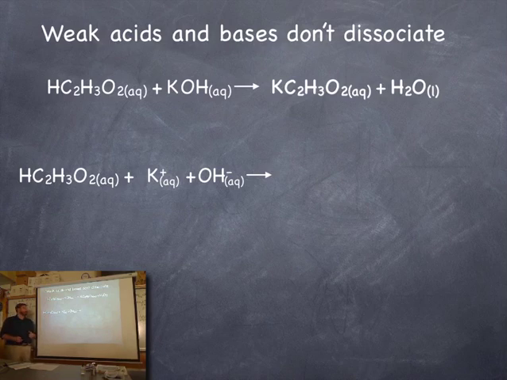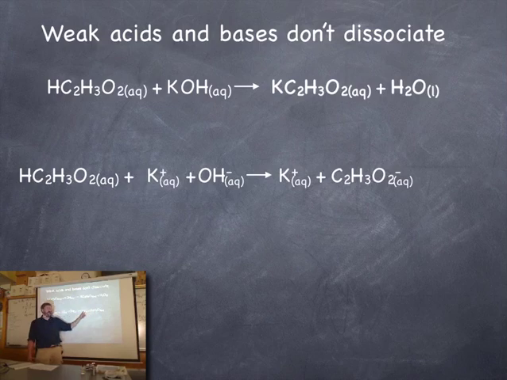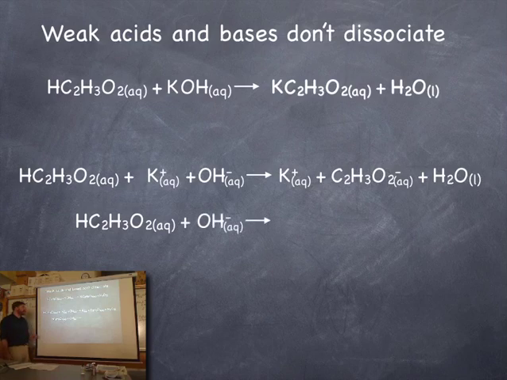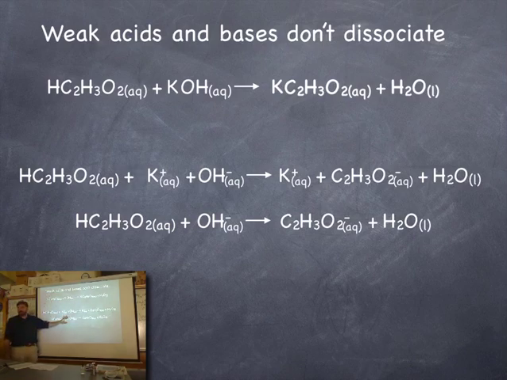Okay? So potassium and acetate, these don't stick together. Alkali metals don't form solids. The water, of course, stays together. So my net ionic reaction would be the acetate reacting with the hydroxide. Potassium is going to be a spectator ion to produce acetate ions and water. Same structure: molecular, complete, net ionic equation.